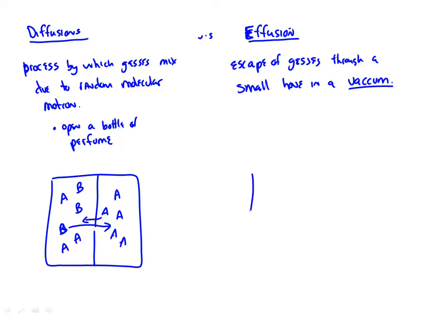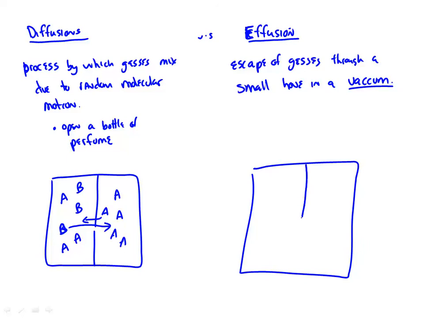If I'm talking about effusion, what I really have is a container, and on one side it can be filled with A and B or whatever we want, but this side is a vacuum. And so eventually the A and the B molecules will diffuse, or technically, I should use the word effuse, because we're talking about a vacuum, from one side of that container to the other side of the container.